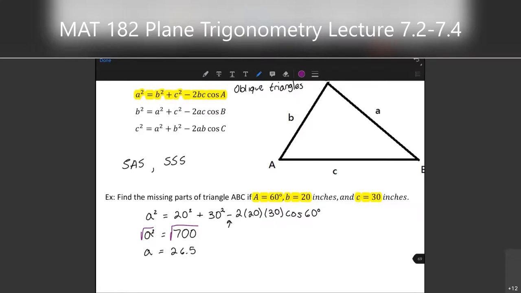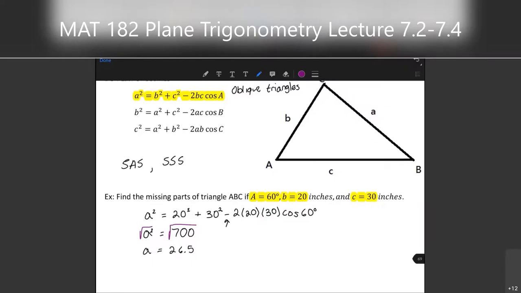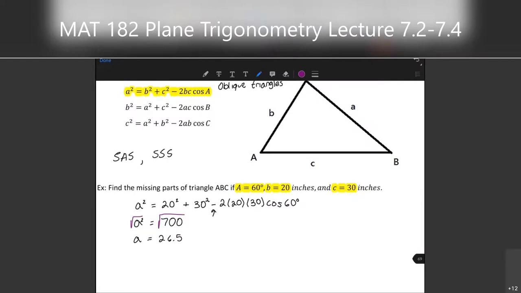And for the law of cosines, the good thing about law of cosines is there's no ambiguous case. So there's only one triangle that's possible in this law of cosines setup. So we don't have to worry about searching for another triangle that's possible. So with this, we have now a side length A. So let's consider now what we have. A side length A, we have the angle A, side length B, side length C. We have two more things to solve for.